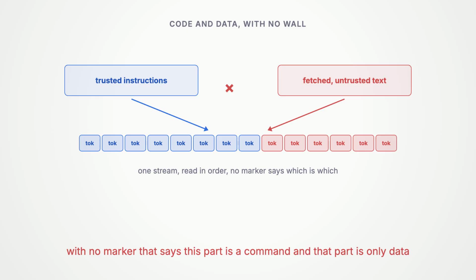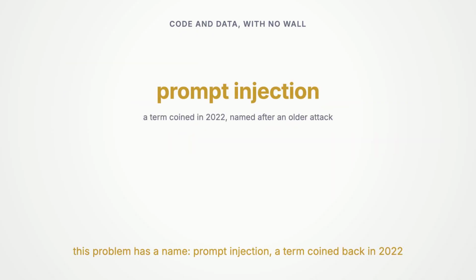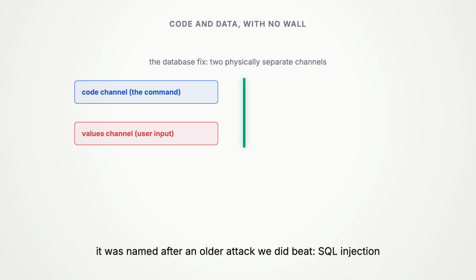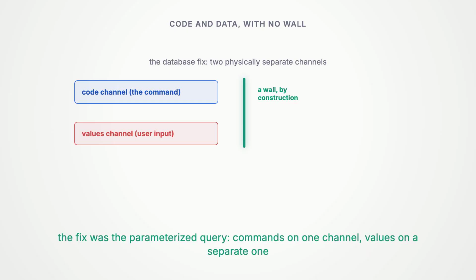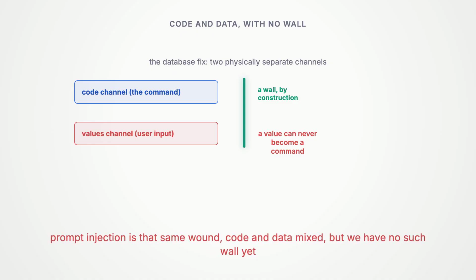This problem has a name. It is called prompt injection, a term coined back in 2022, and it was named on purpose after an older attack we did beat, SQL injection. When an app talks to a database, an attacker used to be able to type code into a name field and hijack the whole query. The fix was the parameterized query. The program sends the commands down one channel and the user's values down a totally separate channel, so a value can never be mistaken for a command. A wall by construction. Prompt injection is that exact same wound, code and data mixed together, but for language models we do not yet have that wall.